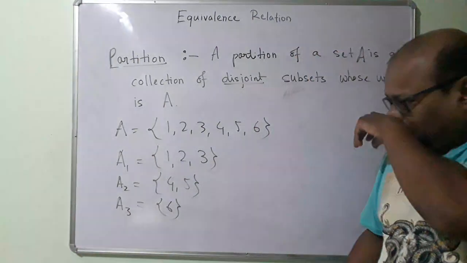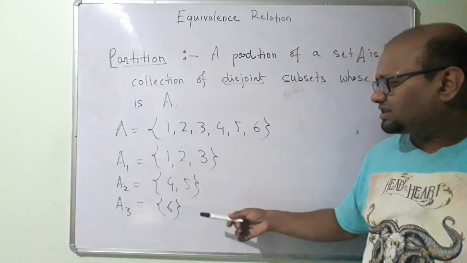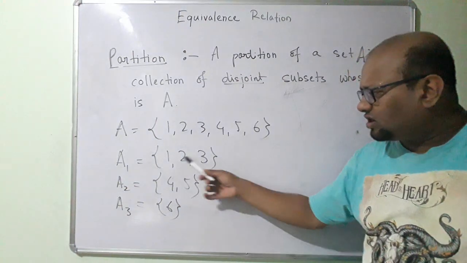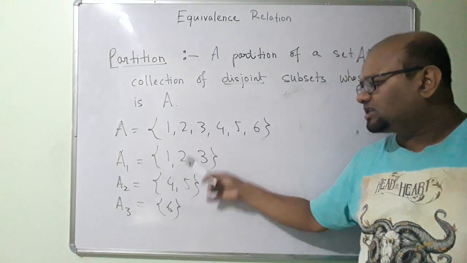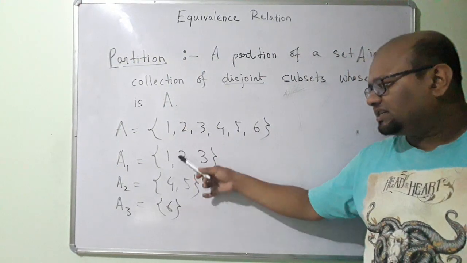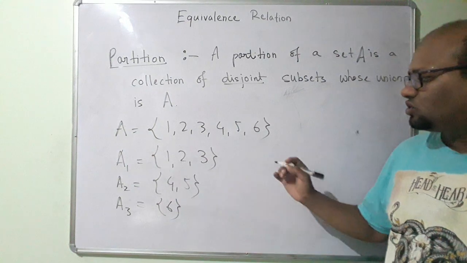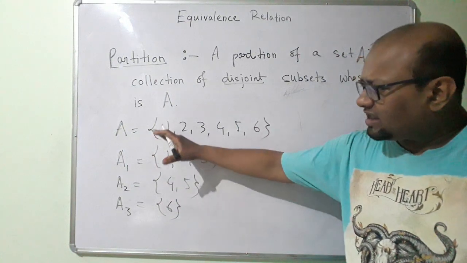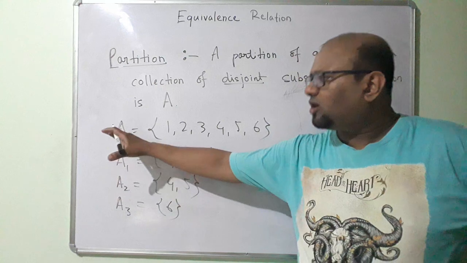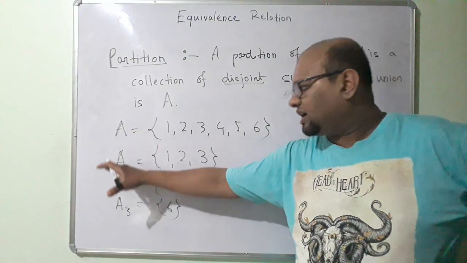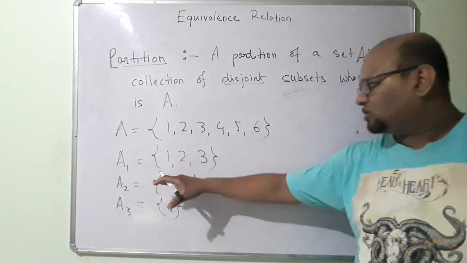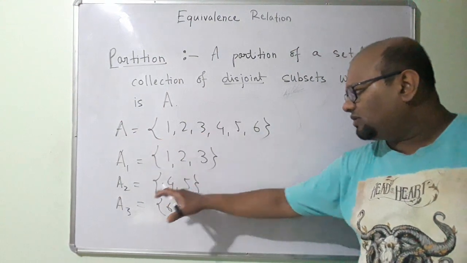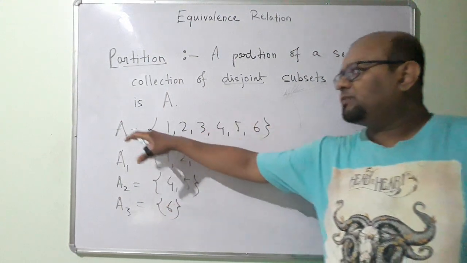Alright. So you can see 1, 2, 3 is here. None of them are in any other set. This 4, 5 is here, and 4, 5 is in no other set. This 6 is here, and 6 is in no other set. So I have these subsets of this original set. And when I union these subsets, I will get 1, 2, 3, 4, 5, 6. And that will give me my original set.